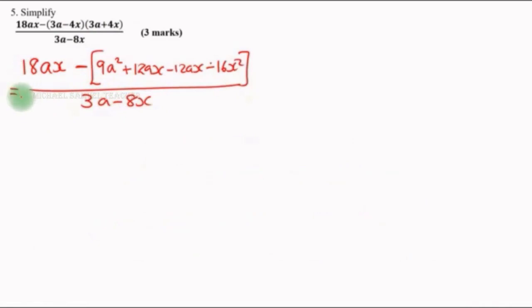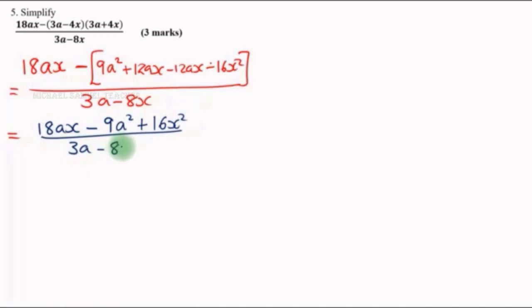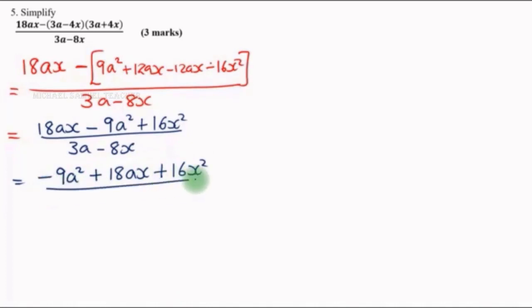So from here, 18ax, so already this has been eliminated, so we have minus 9a squared, then plus 16x squared, all over 3a minus 8x. Then from here, we can actually rearrange it in a way such that we have minus 9a squared, then plus 18ax plus 16x squared, all over 3a minus 8x.